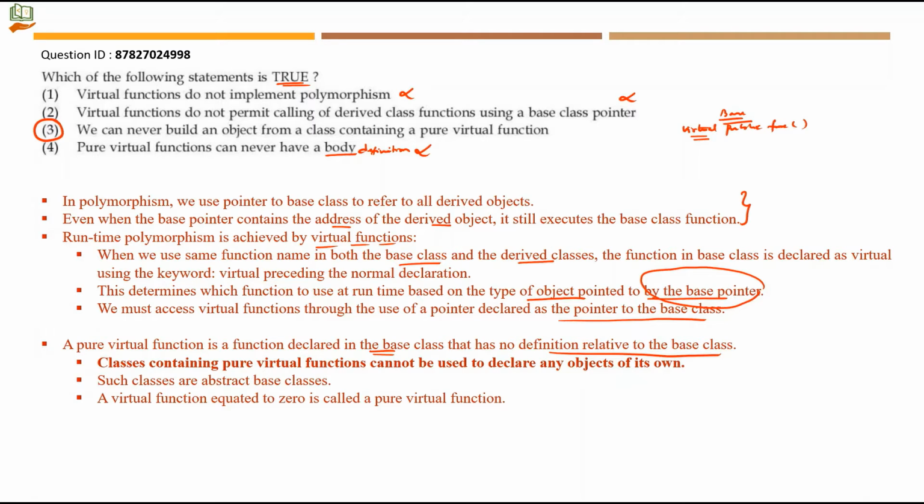The statement is: we can never build an object from a class containing a pure virtual function. Classes containing pure virtual functions cannot be used to declare any objects of their own. This is the statement that justifies option 3. We can never build an object means no object can be declared. Such classes are abstract base classes because you are declaring the pure virtual function in the base class. A virtual function equated to 0 is called a pure virtual function. So there is no object from abstract base classes.